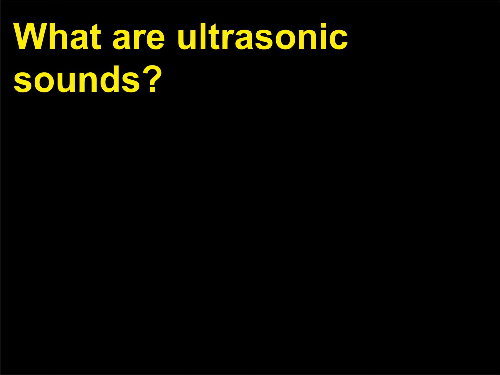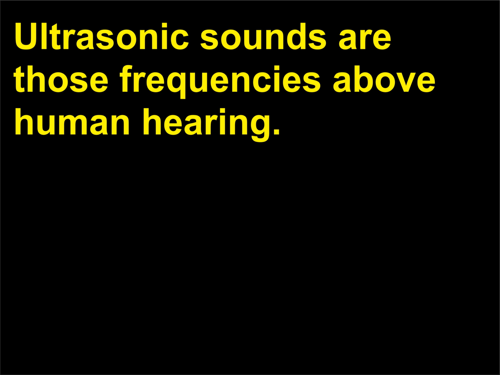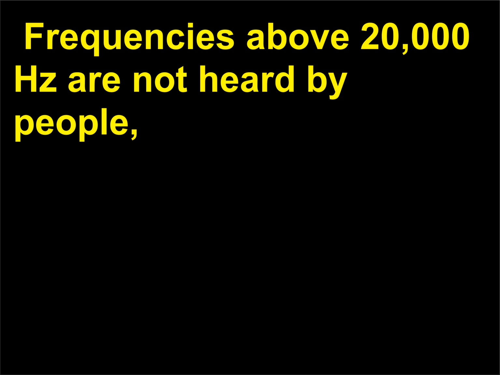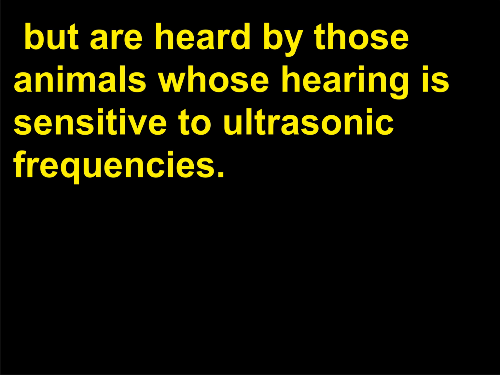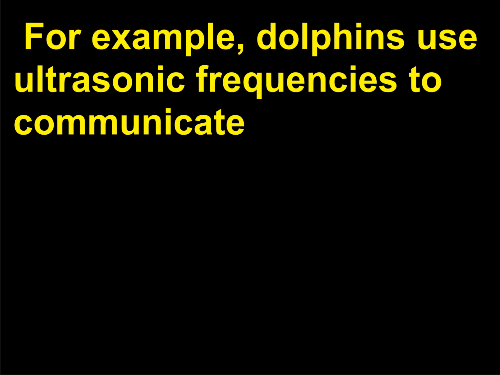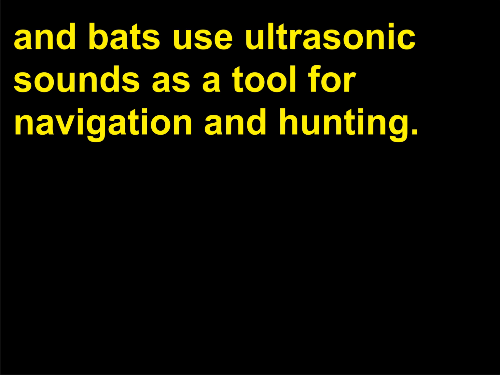What are ultrasonic sounds? Ultrasonic sounds are those frequencies above human hearing. Frequencies above 20,000 Hz are not heard by people, but are heard by those animals whose hearing is sensitive to ultrasonic frequencies. For example, dolphins use ultrasonic frequencies to communicate. And bats use ultrasonic sounds as a tool for navigation and hunting.